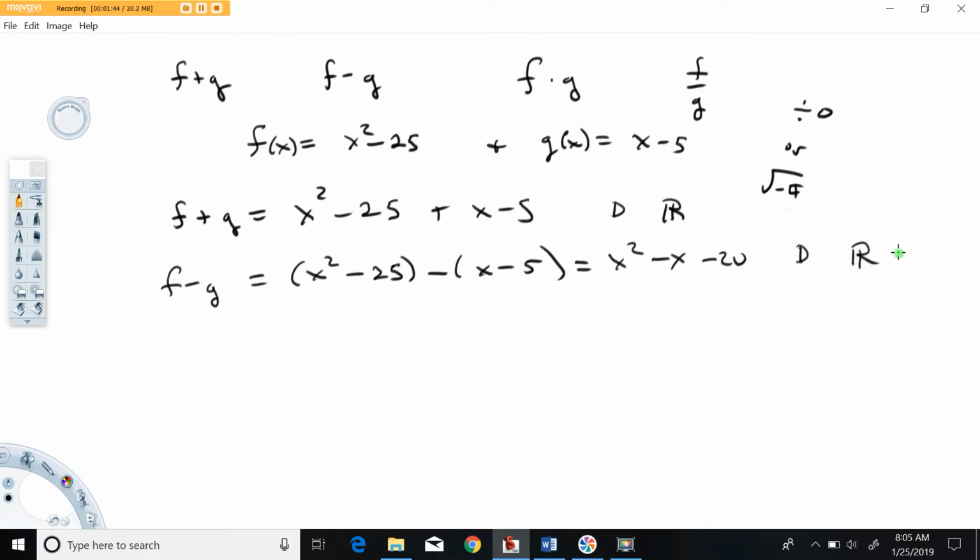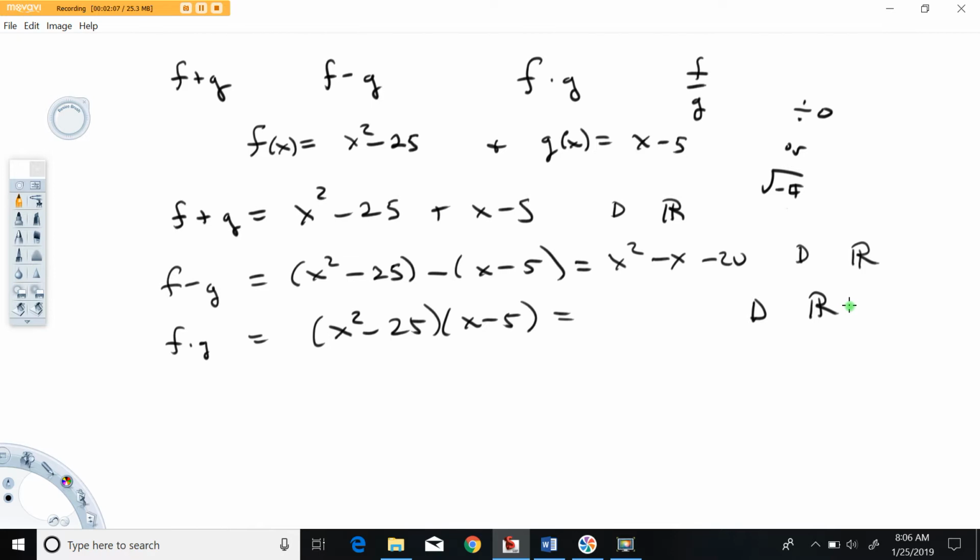All right. F times g. That's going to be x squared minus 25 times x minus 5. I see no reason to multiply this out in this example. It's perfectly acceptable just to leave that alone. Let's talk domain. None of this, none of this. So the domain of this function is all real numbers.